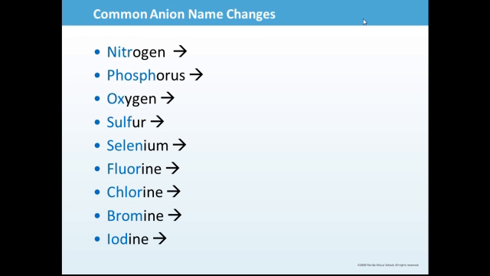Let's get some practice naming those anions. The anion is always the second element. So the second element always drops the ending and has the IDE ending. So we're going to change this to IDE. So what I want you to do is to write the ion name.